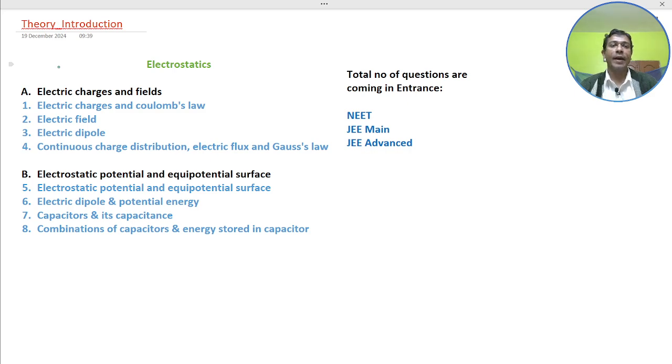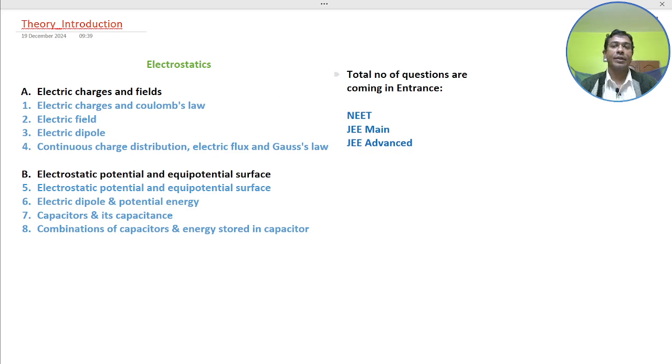In our previous lecture, we discussed units, dimensions and error from class 11. Today we will discuss electrostatics from class 12 and cover the topics: electric charges and fields, electric charges and Coulomb's law, electric field, electric dipole, continuous charge distribution, electric flux and Gauss's law.